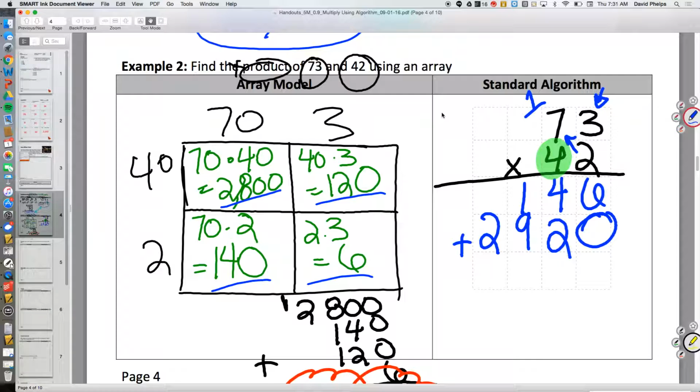And now we can add them up to see what we get. 6 plus 0, that placeholder gives us 6. 4 plus 2 gives us 6. Oh, we're getting close. 9 plus 1 gives us 10, put a 0, regroup the 1. And 1 plus 2 gives us 3.